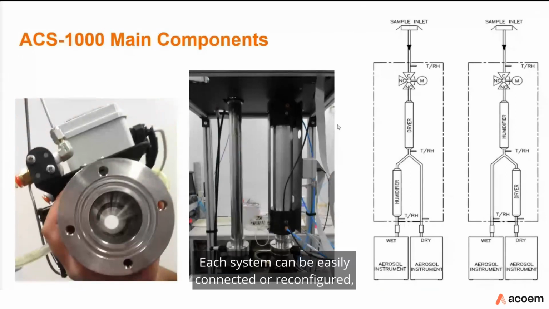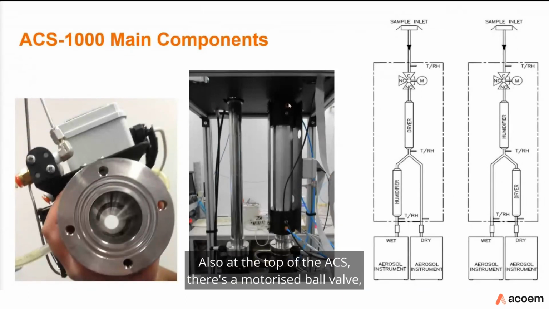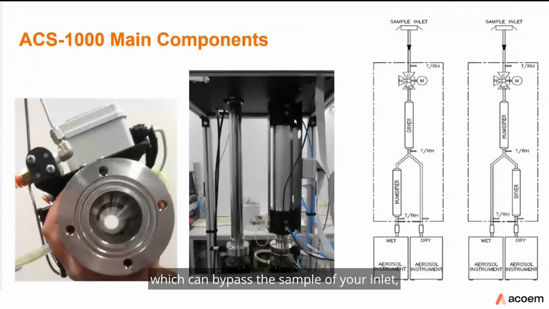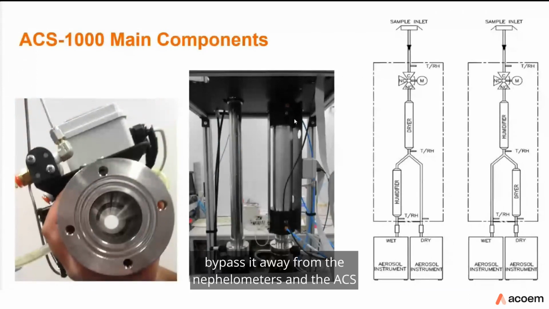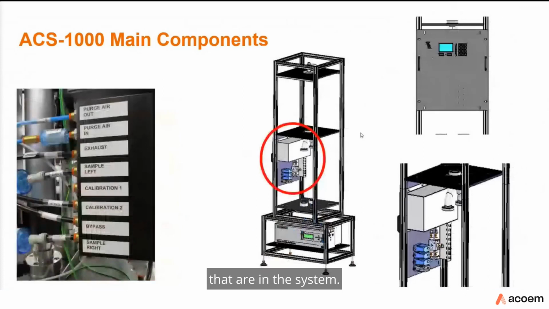Each system can be easily connected or reconfigured depending on the type of measurement that you want to do. Also, at the top of the ACS, there's a motorized ball valve which can bypass the sample inlet away from the nephelometers and the ACS, so that you can perform maintenance without affecting any other instruments that are in the system.